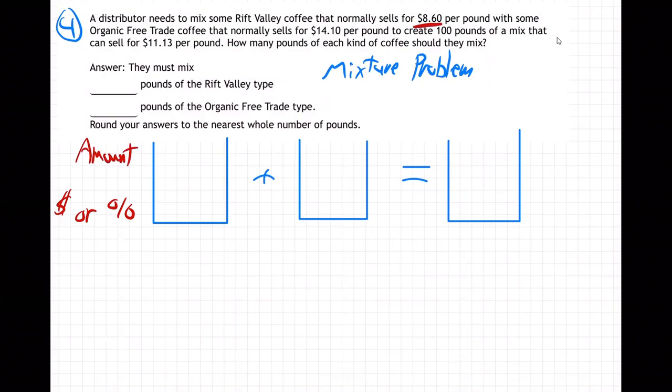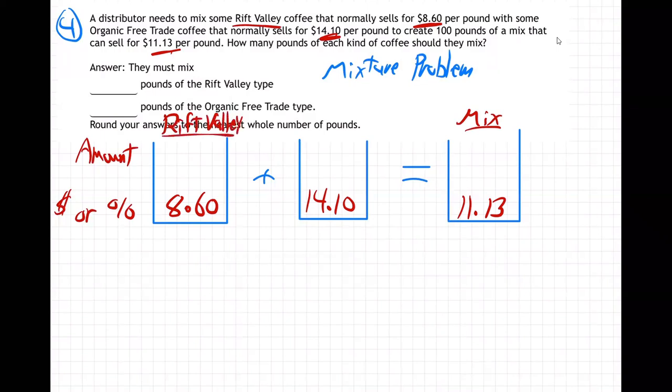The first one is $8.60 per pound. The next one is $14.10 per pound. And the final product is $11.13. This one right here is the mix. This first one is the Rift Valley coffee. The second one is the organic free trade. I'll just call it the free trade coffee. And again, the final one is the mix.